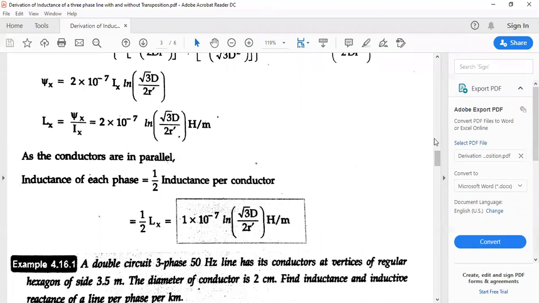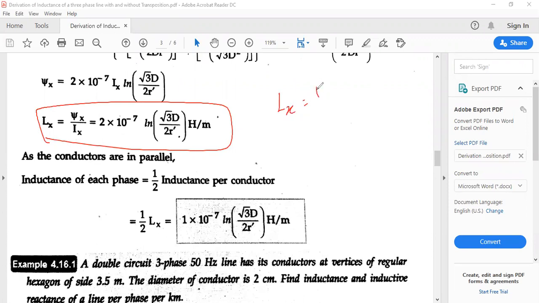And how do I find out the inductance? That is due to the conductor X. Lx equals psi x divided by Ix. So that is equal to 2 into 10 power minus 7 ln of root 3d divided by 2r dash, that is Henry per meter there.